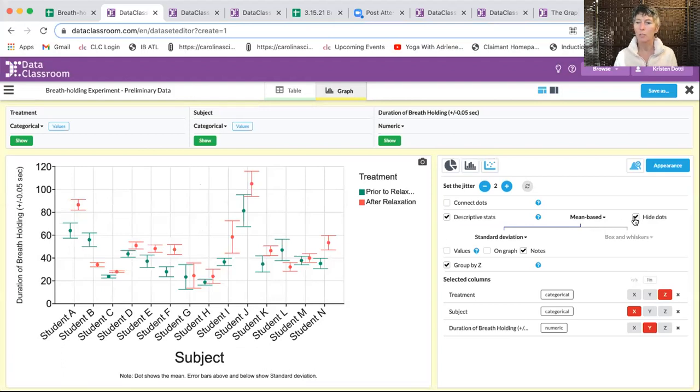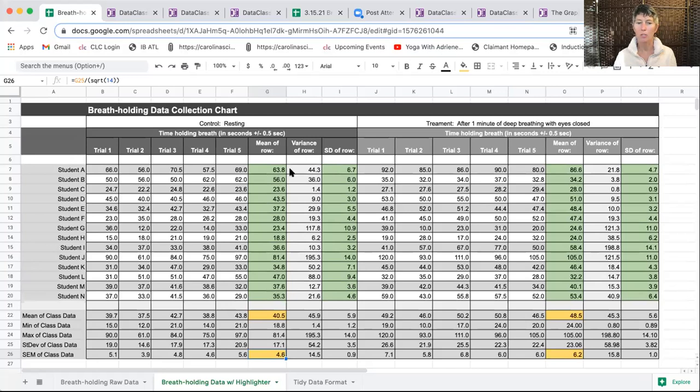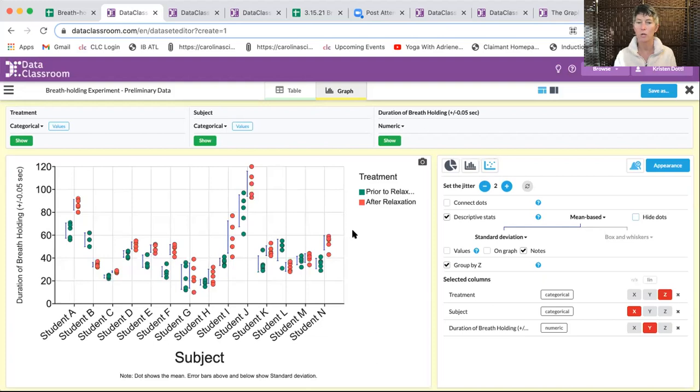Okay, so what I want to show you now is if I go from the individual data where I have used the standard deviation as the error bars, and instead I'm going to switch to the class data, I want to use the standard error of the mean as my error bars because I'm looking at the entire experiment in that case instead of the individual trials. So if I changed over to the mean, I'm going to change my x-axis. Instead of being students, I'm going to make it the treatment.